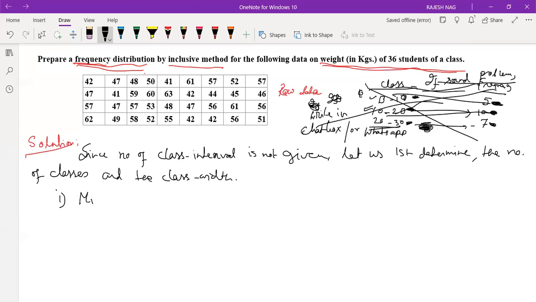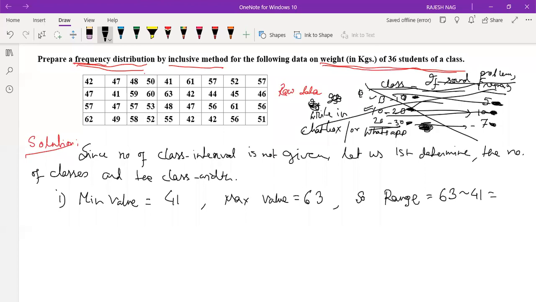Minimum value, number one. Can you tell by simple observation what the minimum value is? 41. Good. And the max value? 63. So the range is 63 minus 41, that is equal to 23.